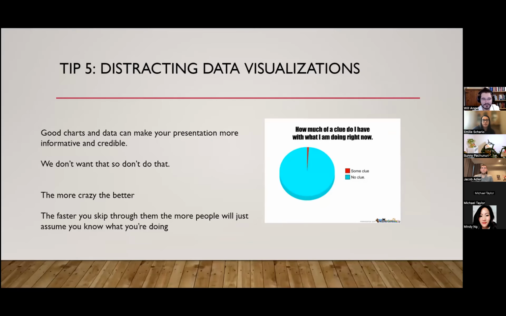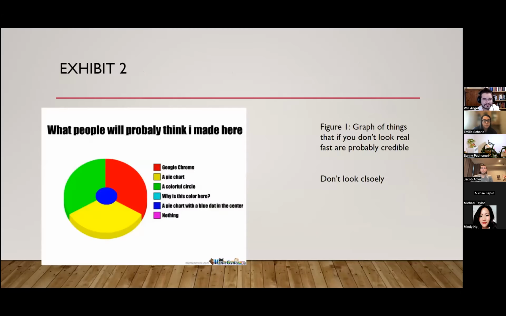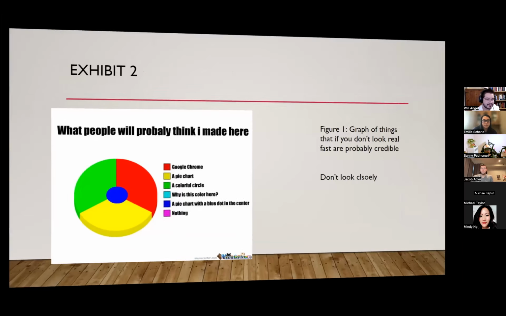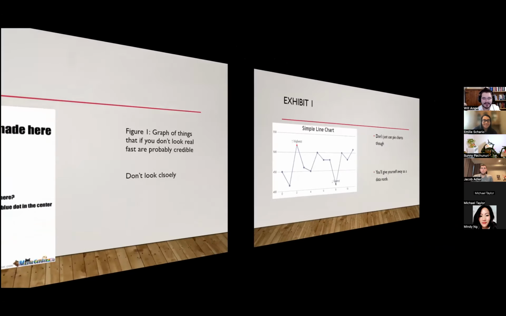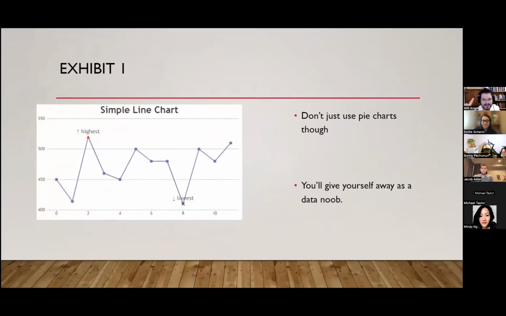Good charts and data can make your presentation more informative and credible. Don't do that. So just throw in charts that distract people. If you have charts, people will think you're doing good. See, again, another chart. Don't look too closely. And here we have, again, another line chart. See, high, low, trend looks up and to the right. Good. Don't use pie charts. You'll give yourself away as a data noob.